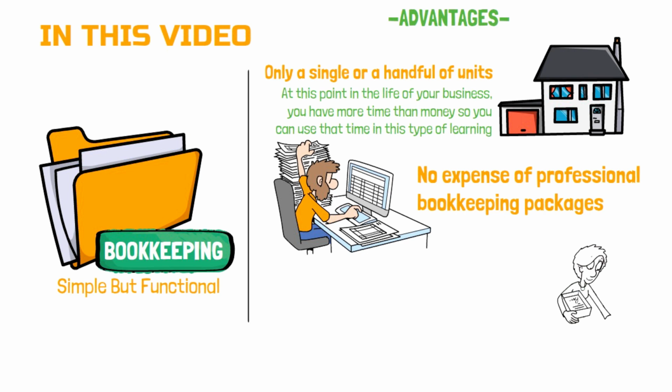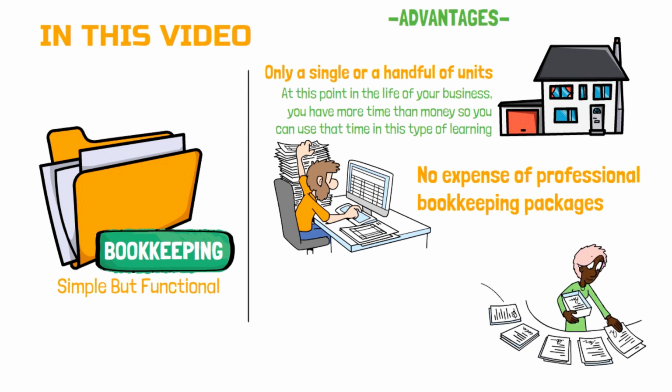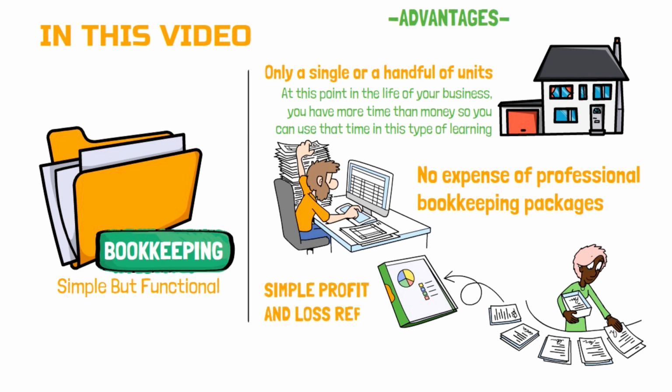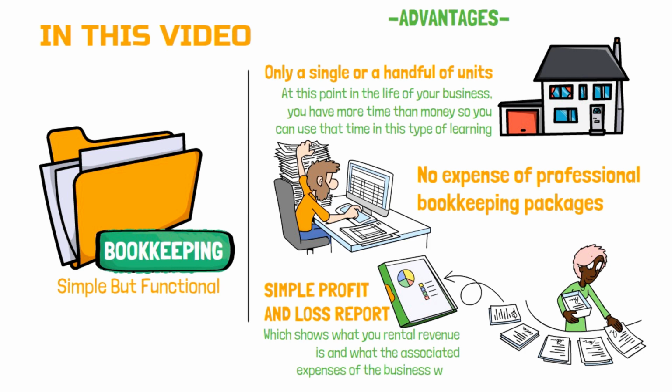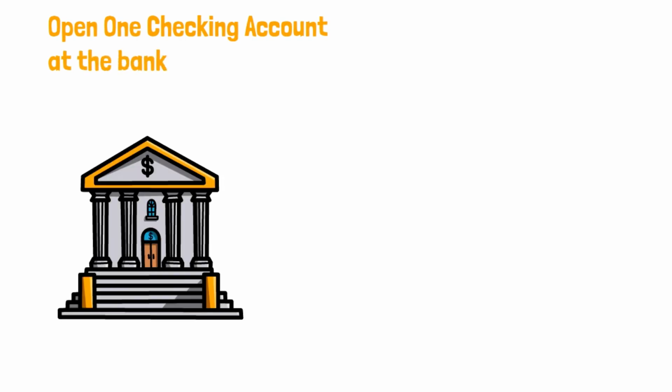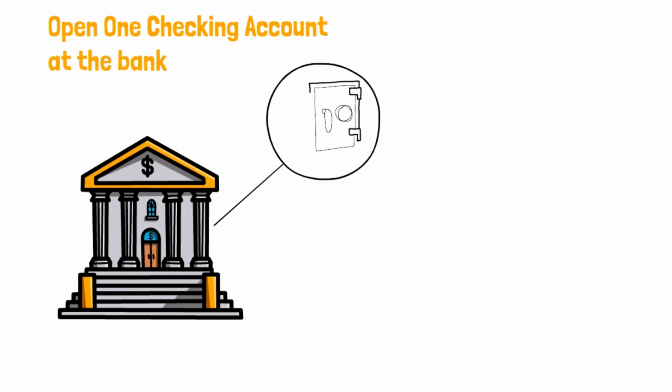Thirdly, one of the main objectives of bookkeeping when you're starting out is just to make sure that your information is organized during tax time. And for this reason, the main report that you want to produce at the end of the year is a simple profit and loss report, which shows what your rental revenue was and what the associated expenses of running the business were.